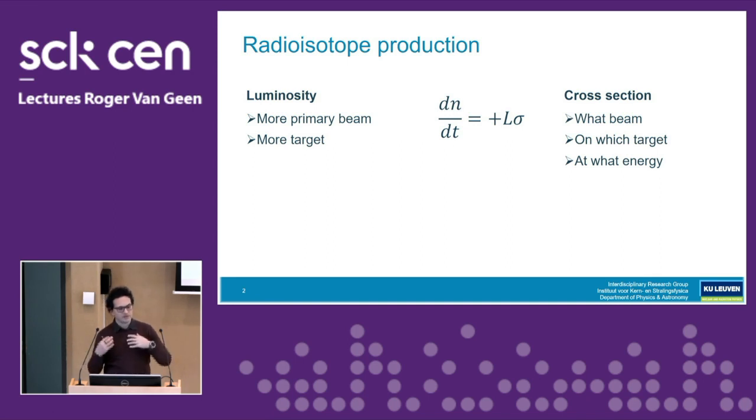Next to that, you have the luminosity, which itself is just the product of how much beam and how much target material you have that can encounter that beam. So ideally, you want more primary beam and you want more target. That should be relatively easy, and that way you increase your production. But there are always caveats about that.